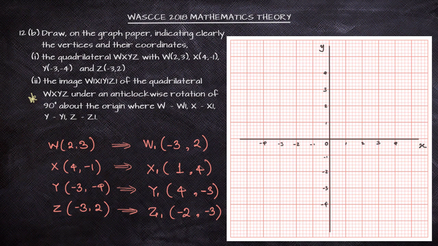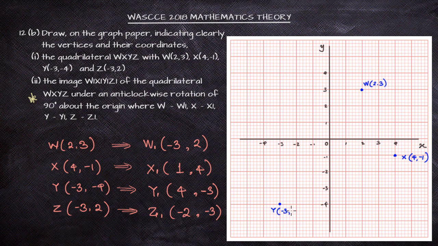Now, we are told that W is 2 and 3. X is 2, Y is 3. So that is W, this is 2, 3. Then X is 4, Y is minus 1. So we have X at 4, minus 1. Y is minus 3, minus 4. So this is Y.